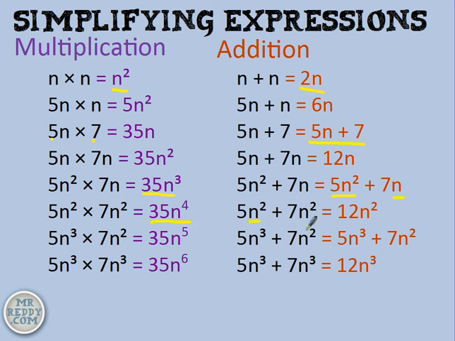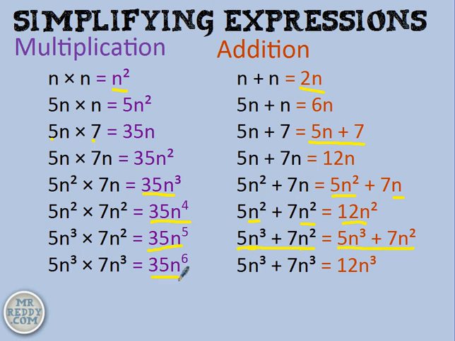5n squared and 7n squared, well, these are now sort of the same, at least in the same family. We can add the n squareds together. Here we've got 5 of them, there we've got 7 of them, altogether we've got 12 of them. We've seen that. What about if you try adding them? Well, they're different, so that was already simplified. You can't simplify them anymore.